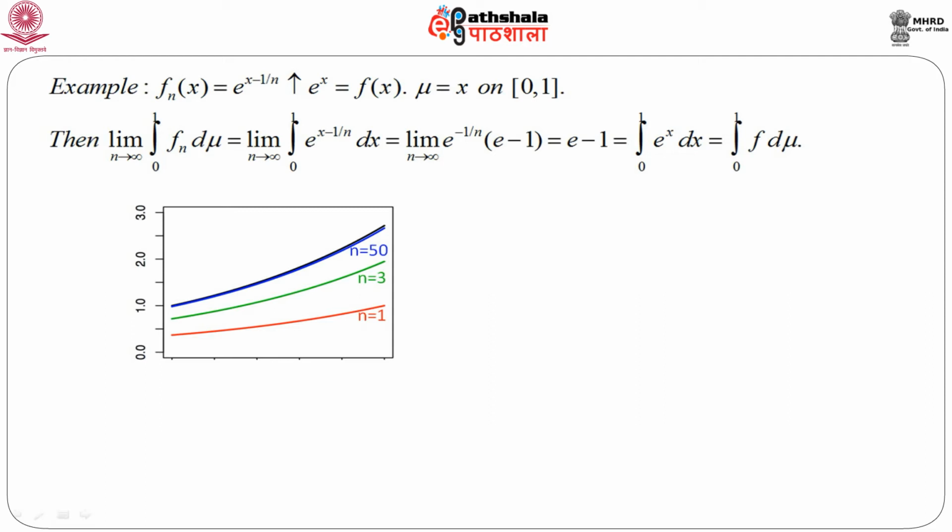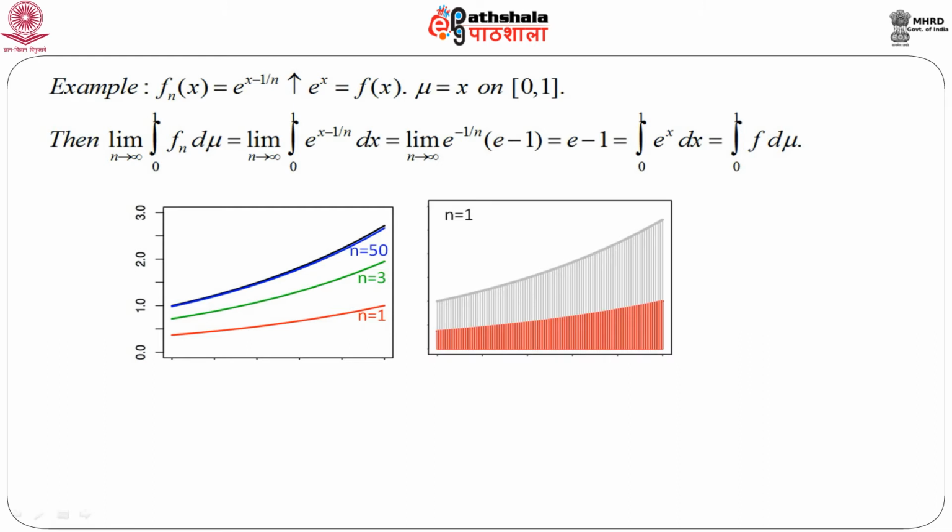within a certain interval on which we can define a particular measure. And the integral can be interpreted as an area under the curve within certain limits. So, if we draw the curve for n = 1 and consider the integral under the curve f_n(x), that is e^(x - 1/n), when integration is taken over 0 to 1 for n = 1, this gives us the red shaded area, and this gray shaded area is nothing but the area under the curve e^x between the values 0 and 1, which is the limiting curve.